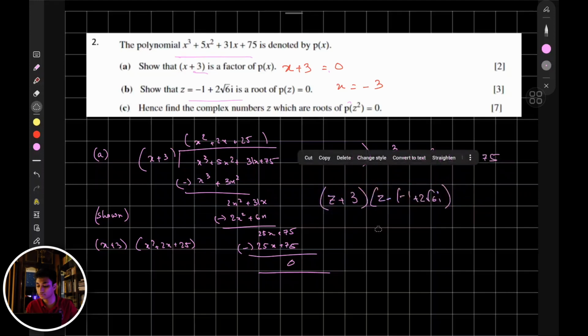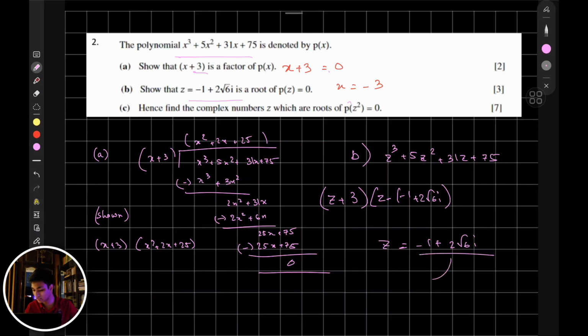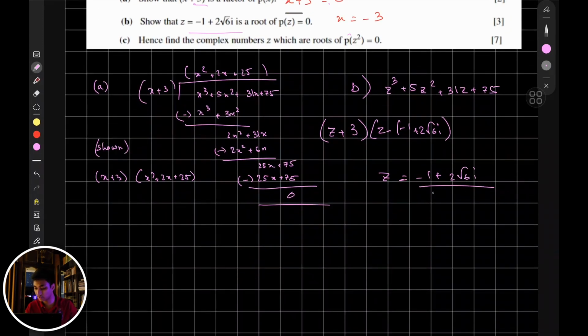Why have I taken the value of minus in front? Why is this? Because this is the root, not the factor. So Z is equal to minus 1 plus 2 root 6i. This is the root of Z. So when you take this to the other side and make this a factor, the sign changes. So this basically becomes this. Since this is the factor, I've put in a minus in front of the entire complex number. That is why the minus exists.